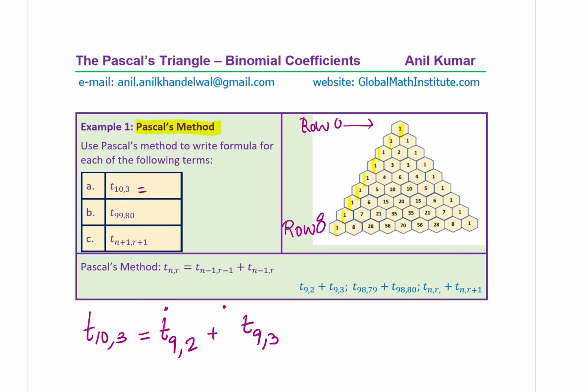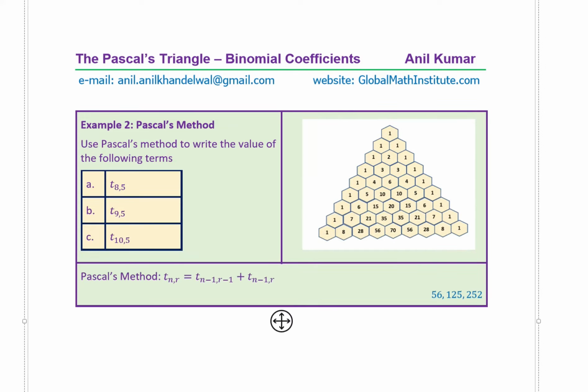Write down how will you write T 9980 and in general Tn plus 1 r plus 1. Okay, so you can use the Pascal's method, which is the iterative formula that Tnr is equal to Tn minus 1 r minus 1 plus Tn minus 1 r. Correct? Let's move on and take the next example.